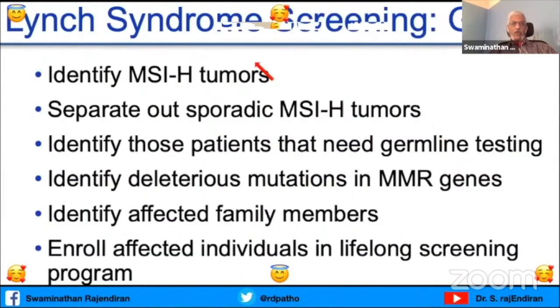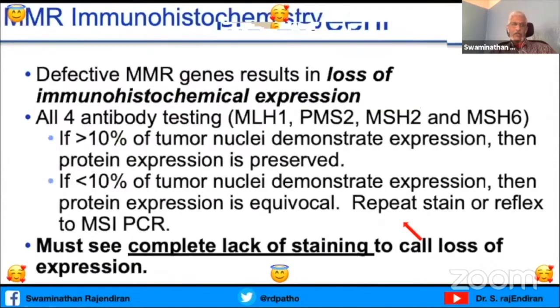So what are the goals? Identify MSI-high tumors, separate out sporadic MSI-high tumors, identify patients that need germline testing, and then family members you have to identify, and you have to screen them lifelong for tumors of the colon and other organs.